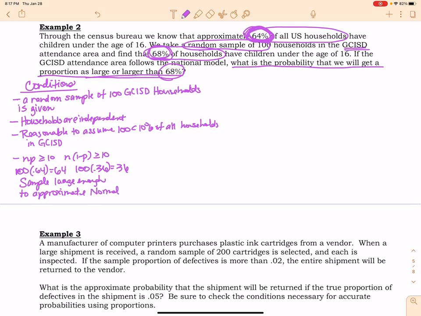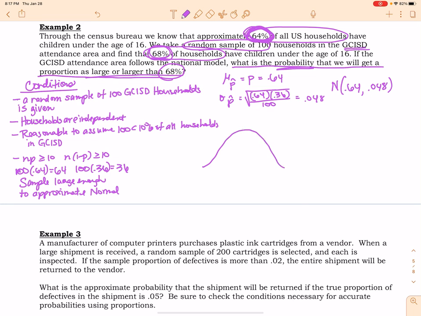Okay, the very next step, because in order to use the probability we have to have our parameters. So the mean of p hat is going to be equal to p, which is 0.64. The standard deviation is going to be equal to the square root of p times 1 minus p over 100, and that is going to give me 0.048. So my distribution for all samples of 100 is going to look like that. And now I'm ready to find my probability.